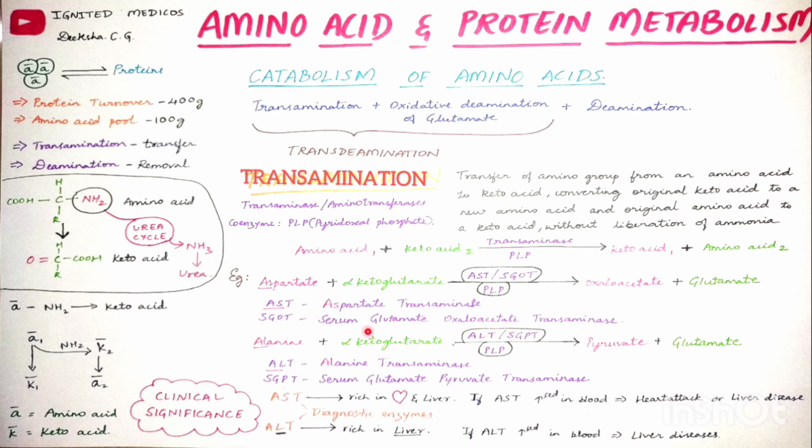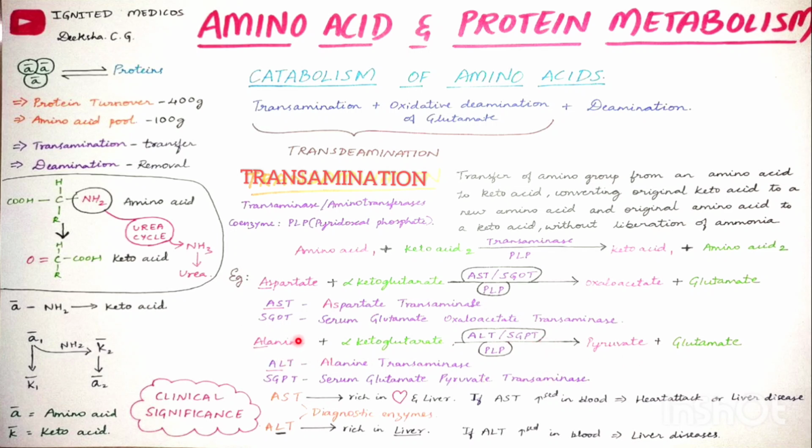SGOT means serum glutamate oxaloacetate transaminase. These two enzymes are actually the same. We can call it either AST or SGOT. In the same way, in the second example, alanine is converted into pyruvate, and along with that, alpha ketoglutarate is converted into glutamate. Here the enzymes are ALT or SGPT, alanine transaminase or serum glutamate pyruvate transaminase. You can remember LP as I said, and SO. When aspartate comes, oxaloacetate is formed, and when alanine comes, pyruvate is formed.